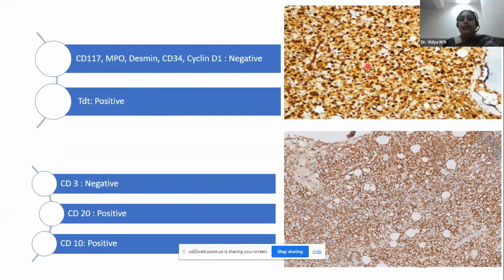Then we did the lineage markers. So here we have CD20, which is positive, CD3 negative, and CD10 positive. So what was this called? This was called a B cell lymphoblastic lymphoma, primary of the bone, because CBC was normal and there were no other lesions. So this is how you go from your screening markers to your confirmatory markers.